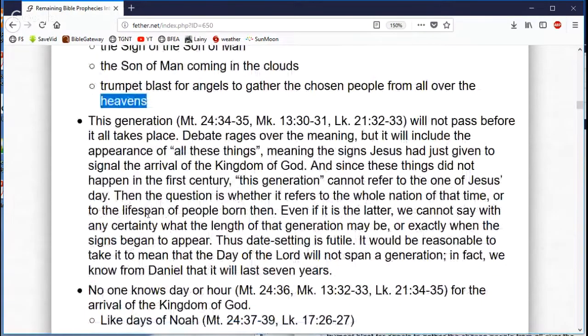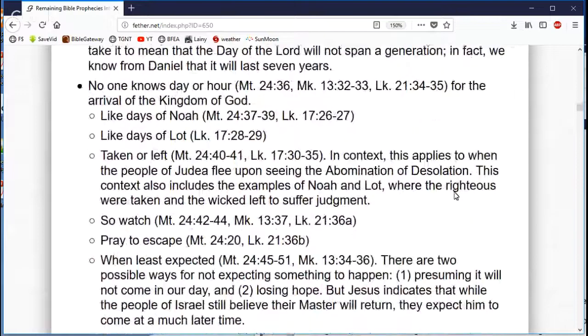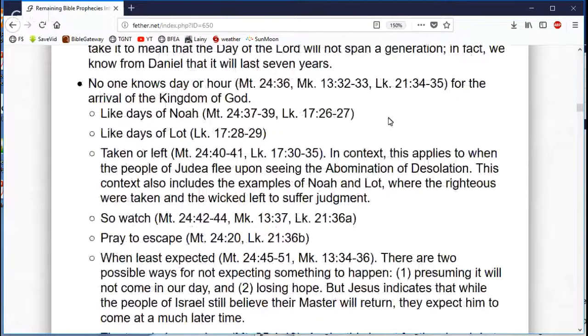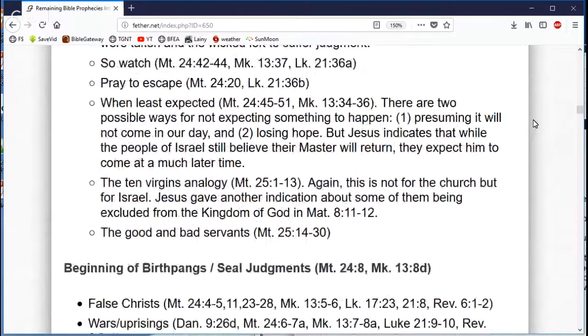Then he says that generation will not pass before it all takes place, and I go into the debates on that. And then he says, nobody knows when this is going to happen. He likens it to Noah and Lot. I get into the taken and left issue, and that everyone should be praying for escape.